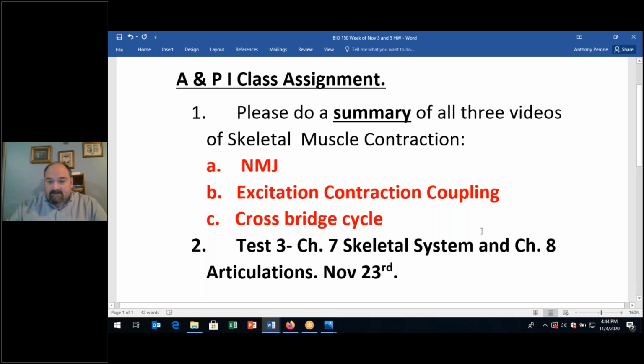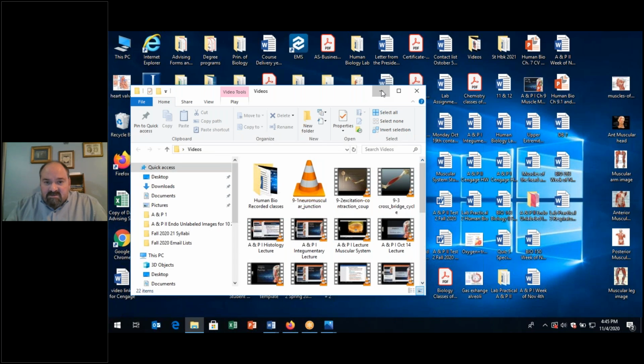All right, folks. So you'll have this information. I'll post this in coursework. I'll also make sure that you know this on the announcements, as far as test number 3 and the chapters and the date. Okay. Very good.